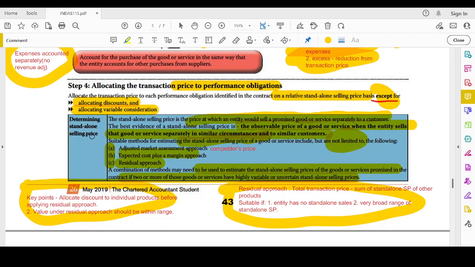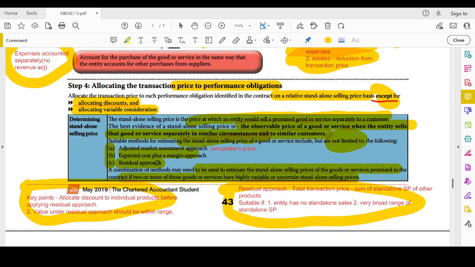Standalone selling price is the observable price, that is the market price of the particular goods or services which is being sold to a similar customer in similar circumstances. Three methods can be used. The first one is the adjusted market assessment approach, which is the direct market price, that is the competitors' price. The second one, if you are not getting the market price, is the expected cost plus margin approach, which means you have already incurred a certain cost and you have a general margin of 20%. Then the cost plus 20% margin would form the standalone selling price. And the third method is the residual approach.